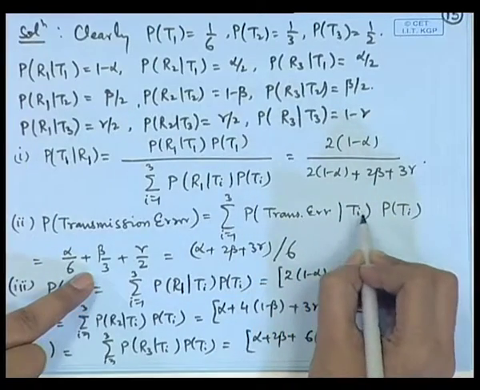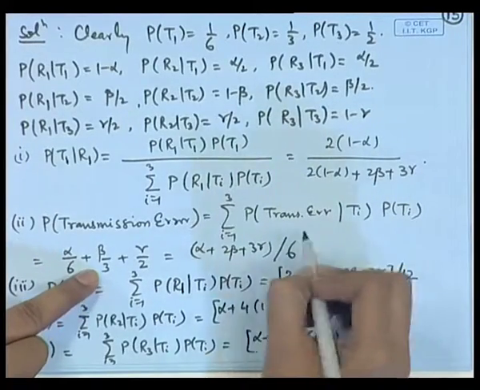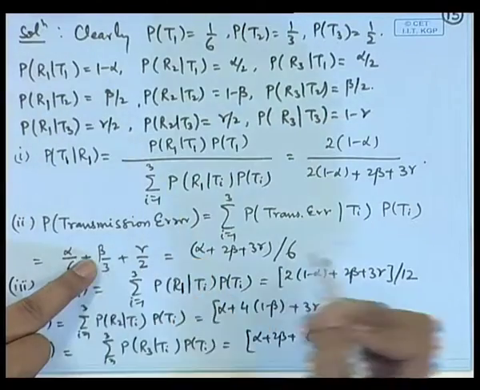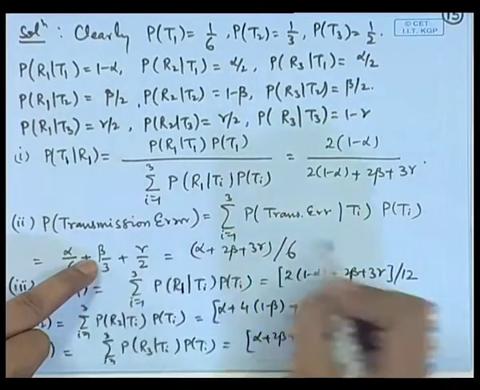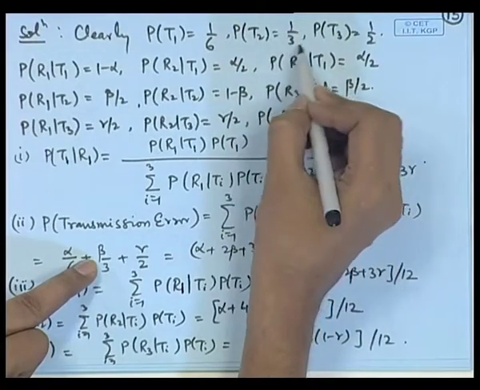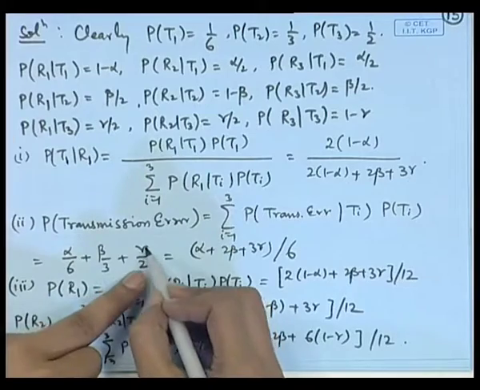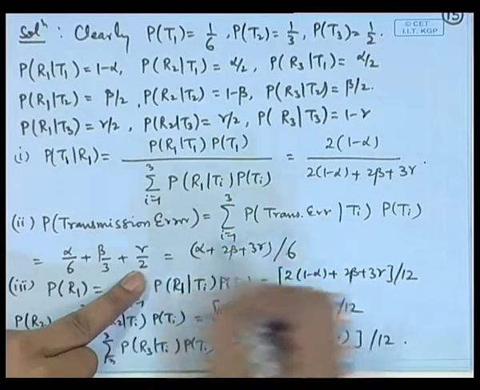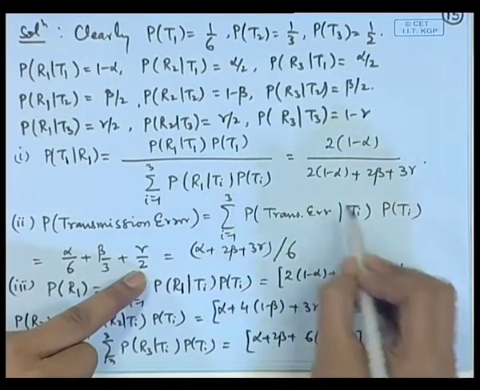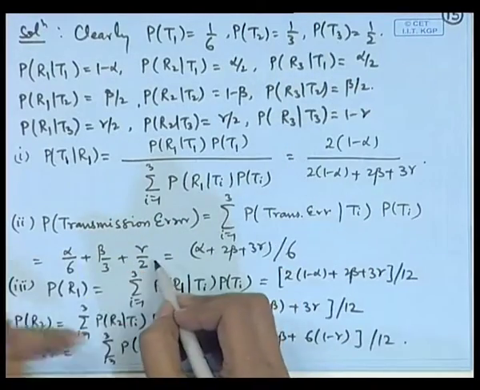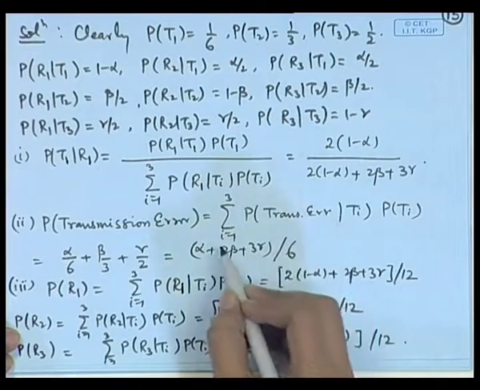In a similar way, if the digit 2 is sent, then with probability beta it is not received correctly, with probability 1 minus beta it is received correctly, and with probability 1 by 3 the digit 2 is sent. So, the probability becomes beta by 3. In a similar way, the probability of transmission error, if 3 is sent, is gamma, and half is the probability of sending the digit 3. So, the probability is evaluated here.